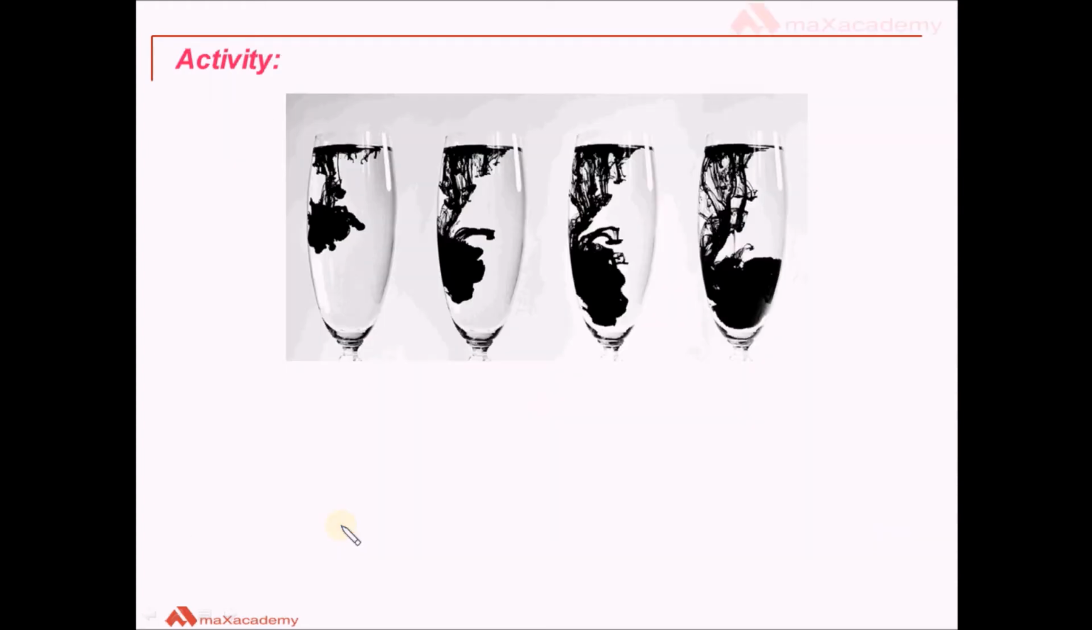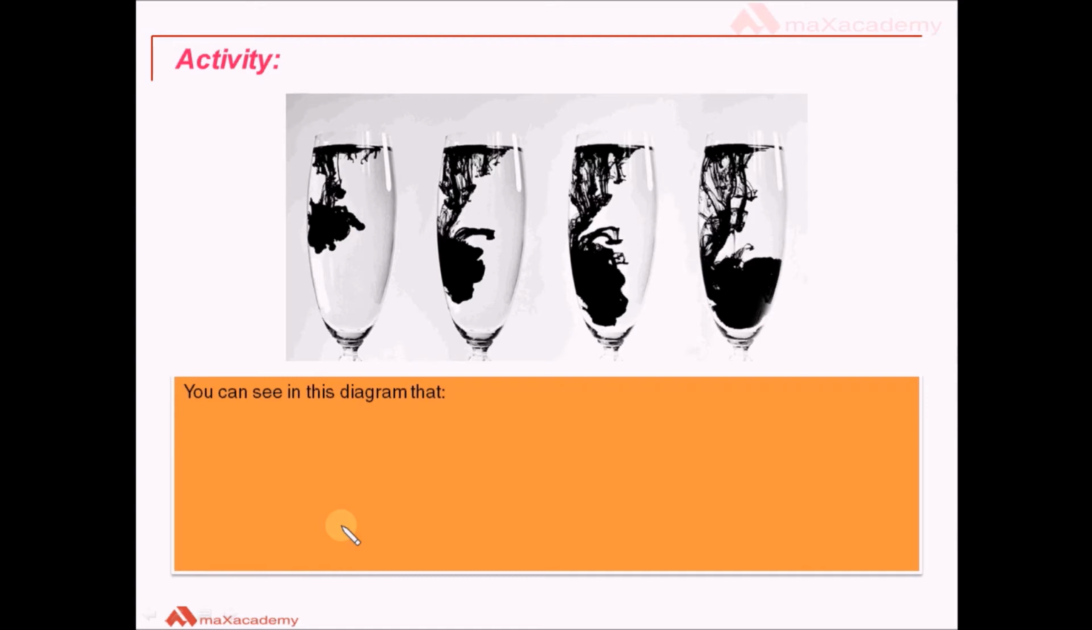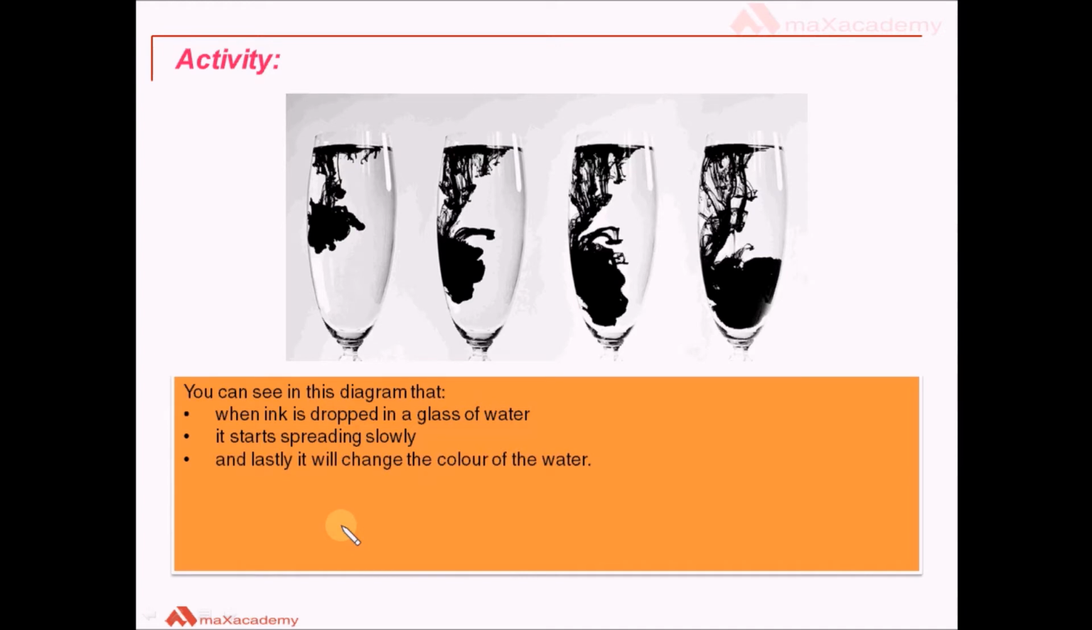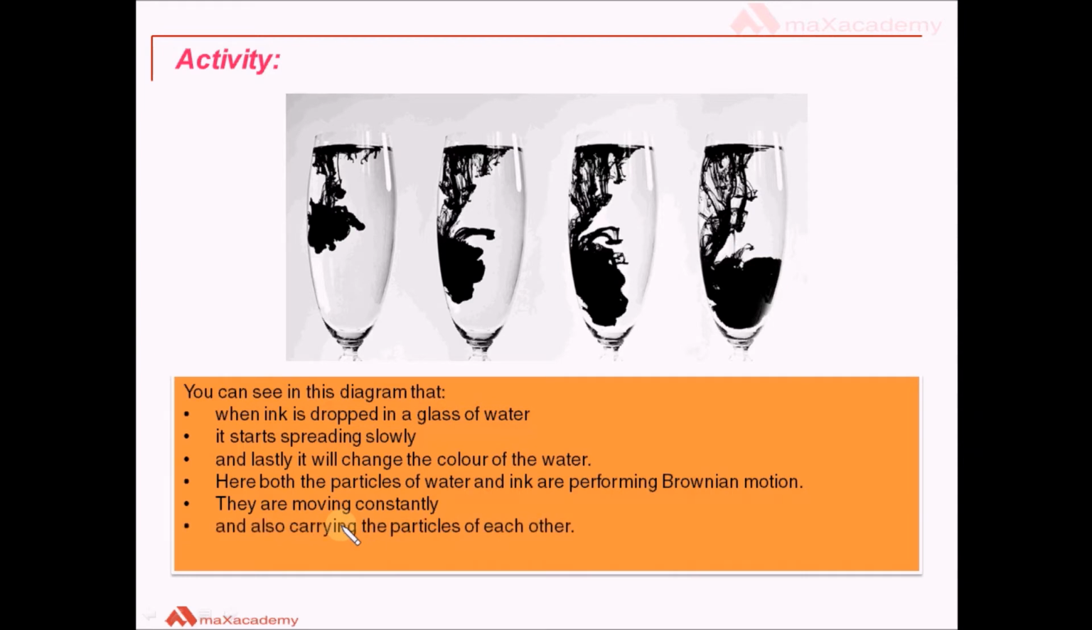Let us perform an activity to prove this. Take a glass of water and pour a drop of ink into it. You will observe that the ink starts spreading into the water slowly, and lastly it mixes with the water, changing its color. What happens here is that the particles carry each other from one space to another, performing Brownian motion. Hence, they completely mix with each other because they move constantly.